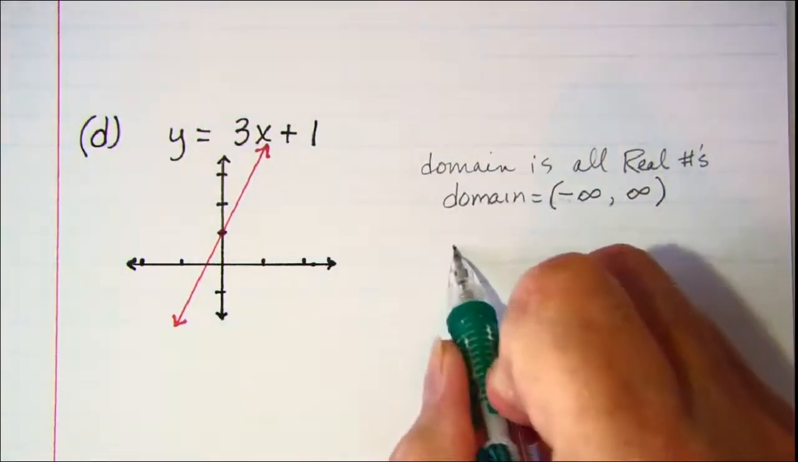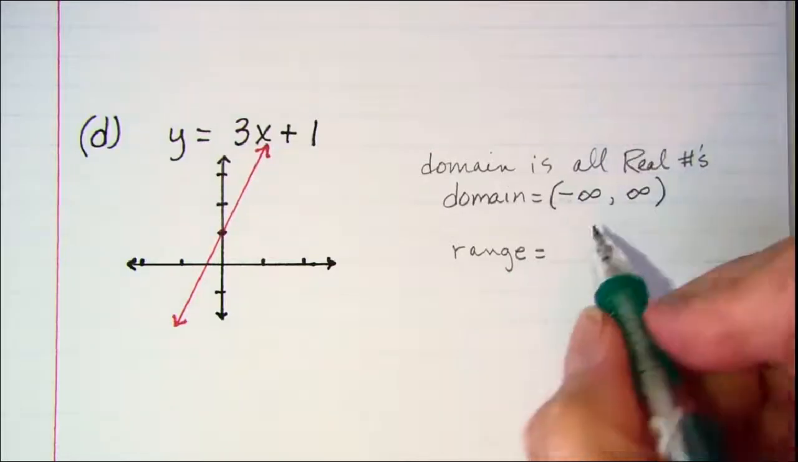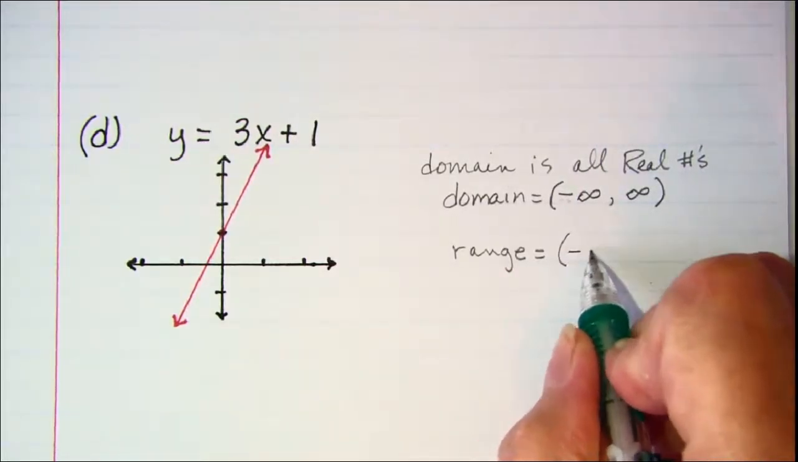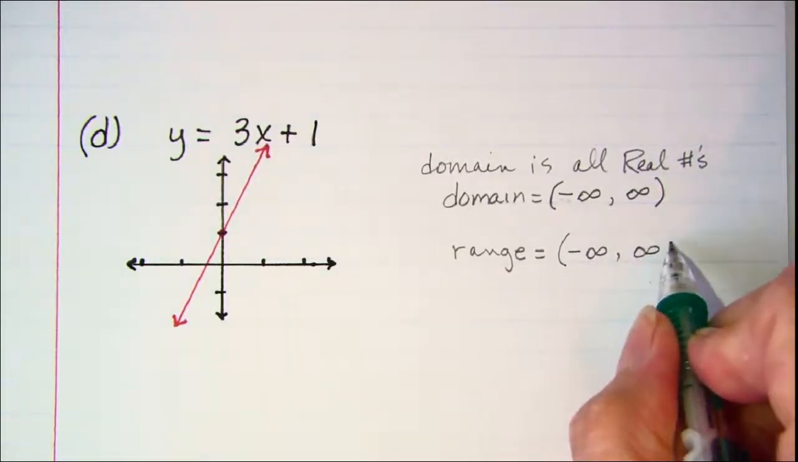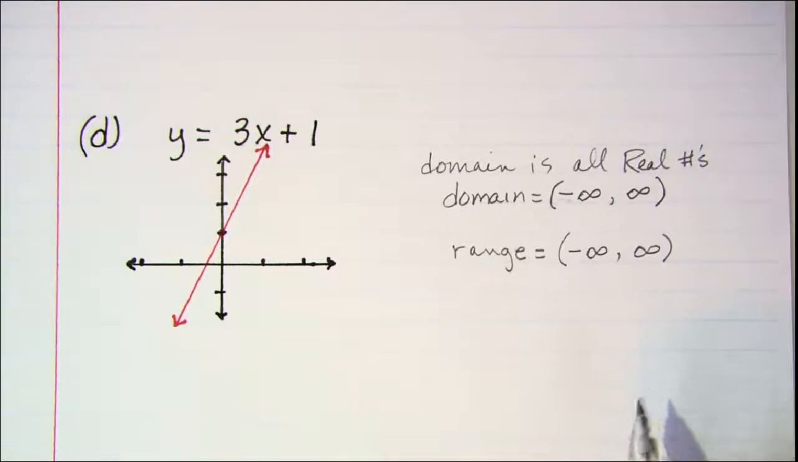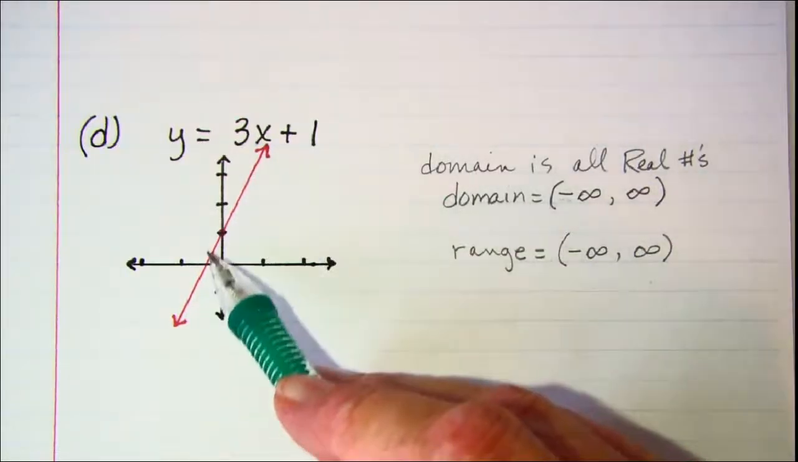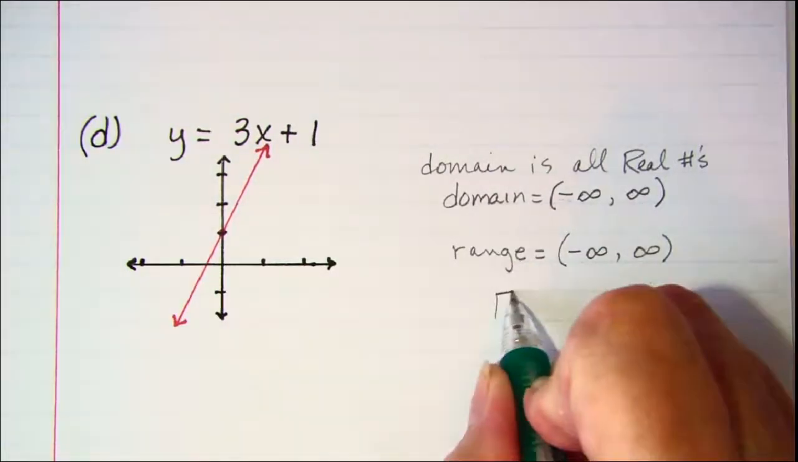And likewise for the range, this also is all real numbers, so an open interval from negative infinity to positive infinity. And this is a function. All lines are functions except the vertical line, so this one is a function.